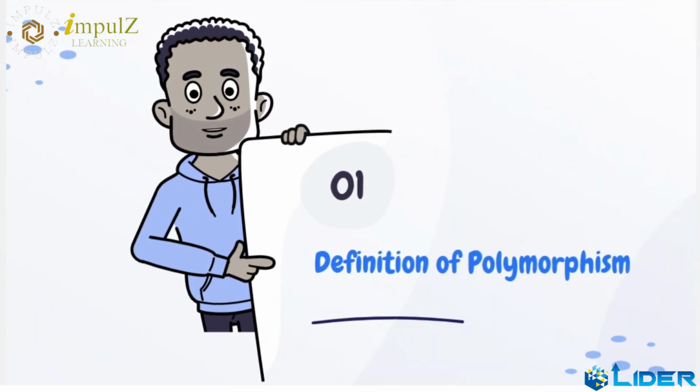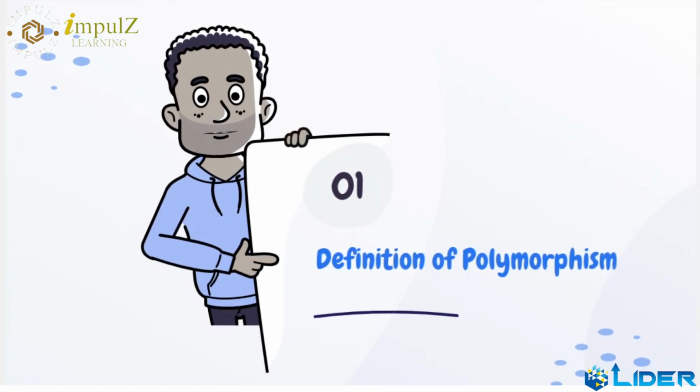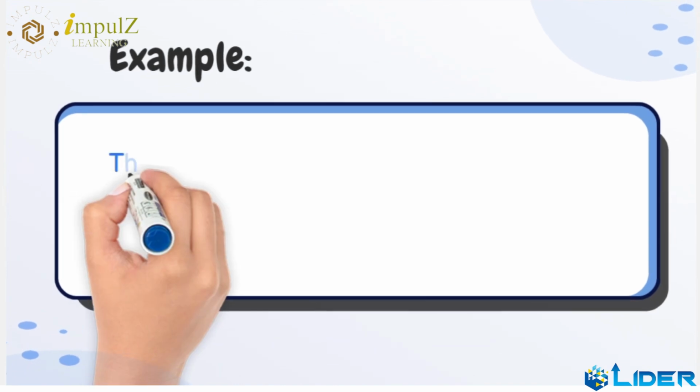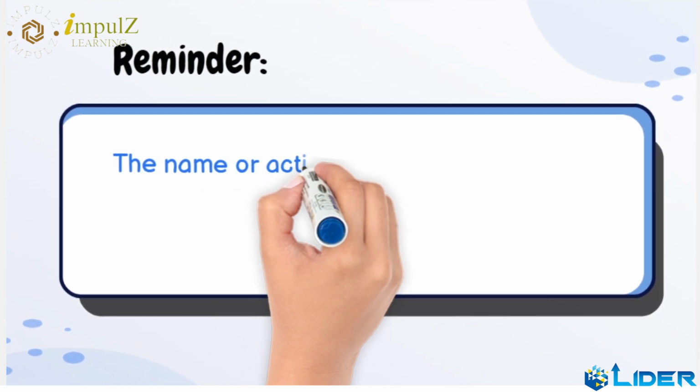Polymorphism means many forms. In Python, the same function name can work differently. Example: think of a person with different roles. Reminder: the name or action can stay the same.